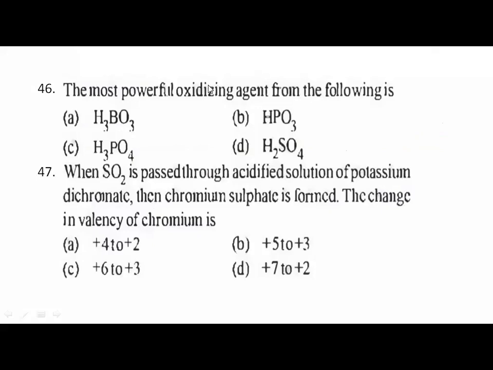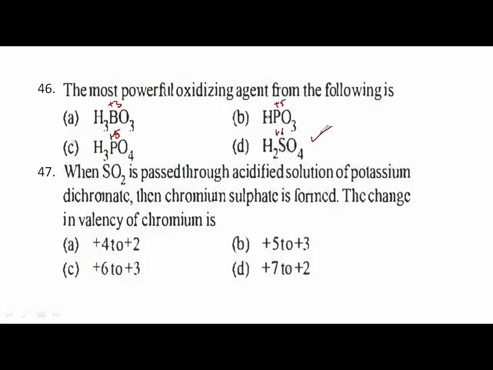Next question. The most powerful oxidizing agent from the following: H3BO3, HPO3, H3PO4 and H2SO4. Where the atom, boron, phosphorus or sulfur, has the highest oxidation state, that will be the most powerful oxidizing agent. You can calculate: boron is plus 3, phosphorus is plus 5 in both, and sulfur is plus 6. So here it is highest, therefore this is the most powerful oxidizing agent.